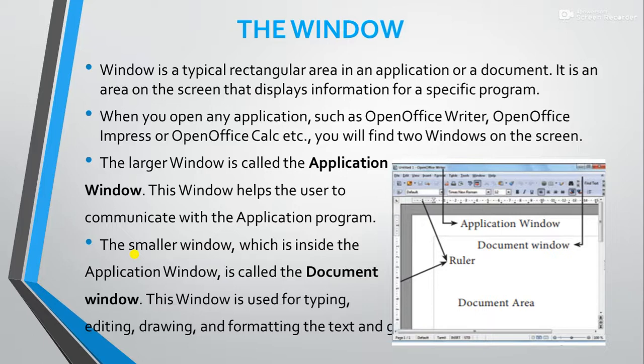What is a window? A window is a rectangular area in which an application or a document can be seen. It displays information for a specific program. When we open any application like OpenOffice Writer or Impress, we will find two windows on the screen, the application window and the document window. The larger window is the application window, used to communicate with the application program. The smaller window is the document window. It's used for typing, editing, drawing, and formatting.